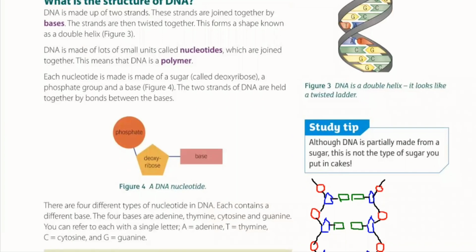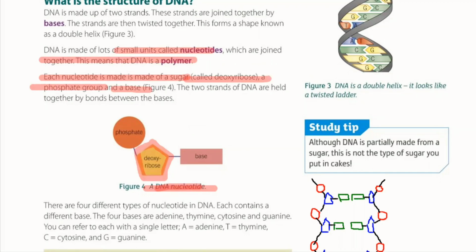So we will see what a nucleotide is. This particular thing is a nucleotide. A nucleotide is made up of a sugar, which is deoxyribose. This pentose structure is a sugar known as deoxyribose, and a phosphate group and a base. So this is the basic structure for the DNA. I hope this is clear to you. DNA is made up of small units called nucleotides, and these nucleotides join together to form a polymer known as DNA. I hope this is clear to you.